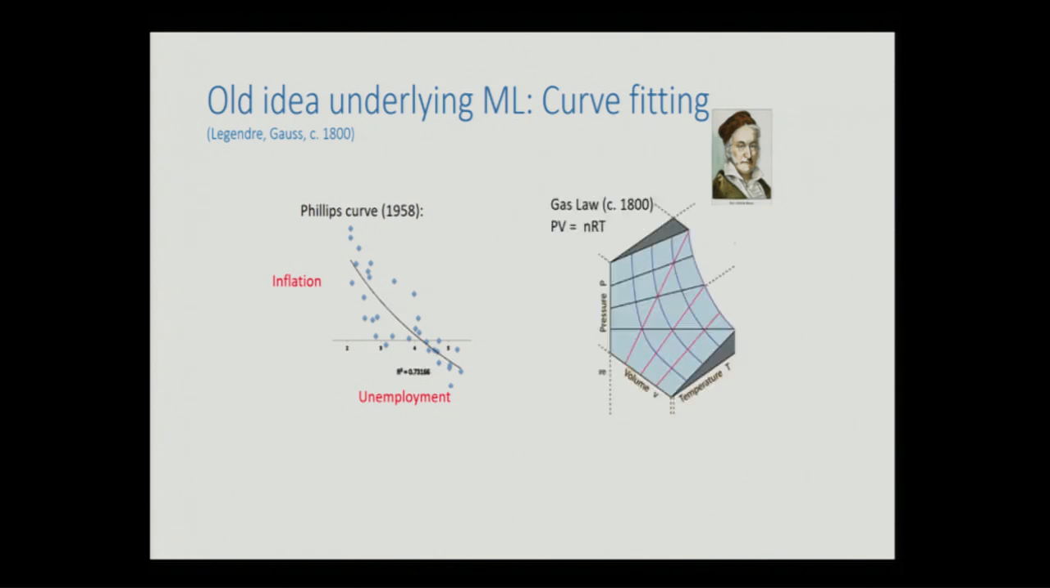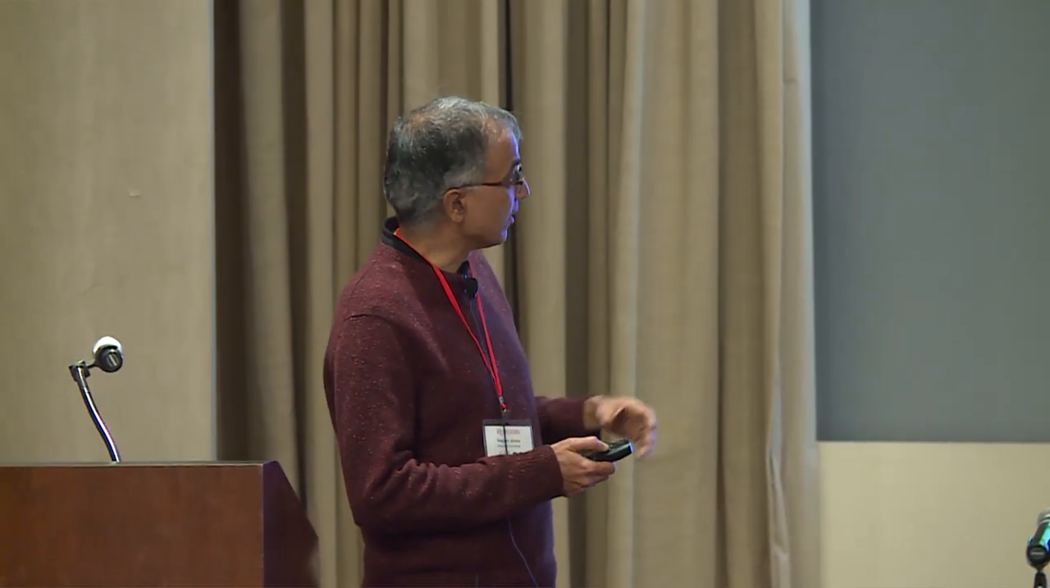Here's another example, which is not a curve, but a surface. It's in three variables, pressure, volume, and temperature of a gas. And that's a gas law. Again, this was discovered empirically by just plotting these points for various values. And then, of course, it was one of the major achievements of statistical physics to explain this by more elementary means, by more fundamental means. Okay, but the important thing is that these laws were discovered by fitting curves to data or surfaces.